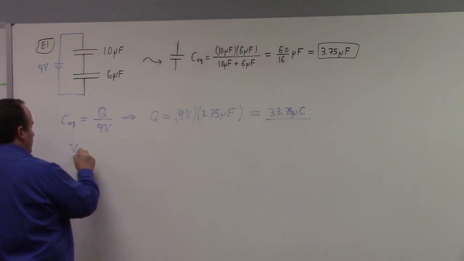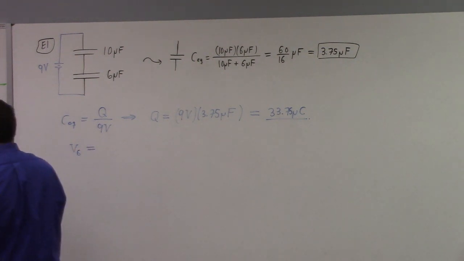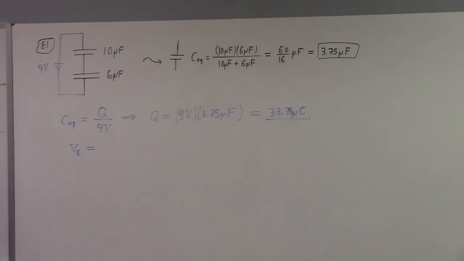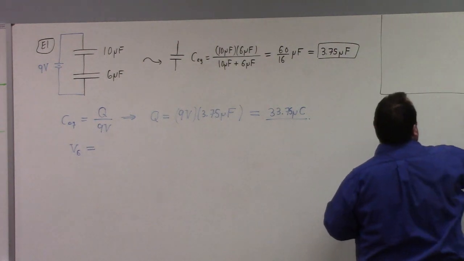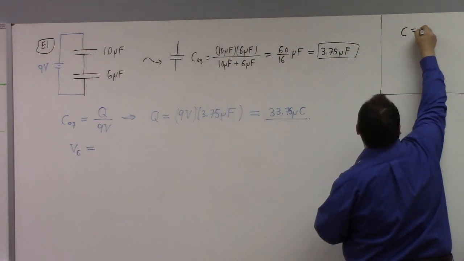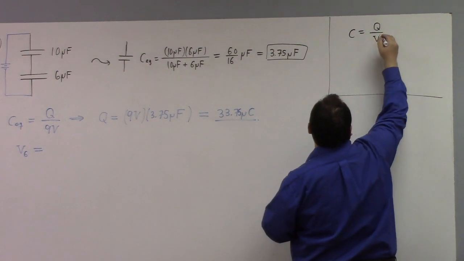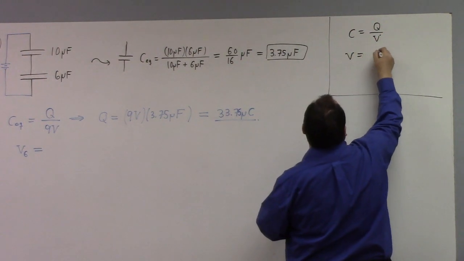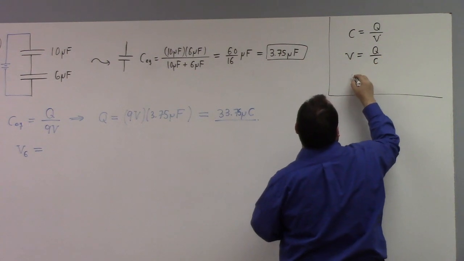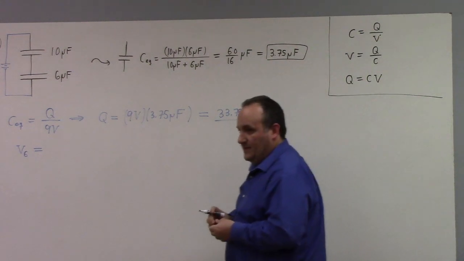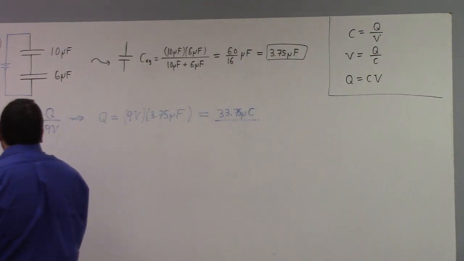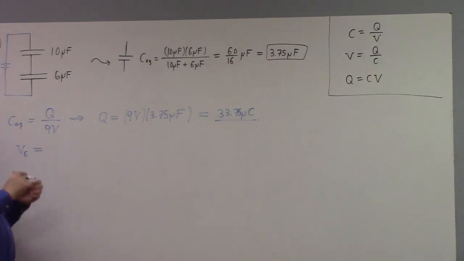on the 6 microfarad one, let's call it V6, is equal. So, by the way, it's probably just a good idea to write these all down. So we've got C is equal to Q over V, right? So this also means that V is equal to Q over C. And it also means that Q is equal to CV. Each one of these has a place, all right? So you want to know all 3 of those just off the top of your head, really.